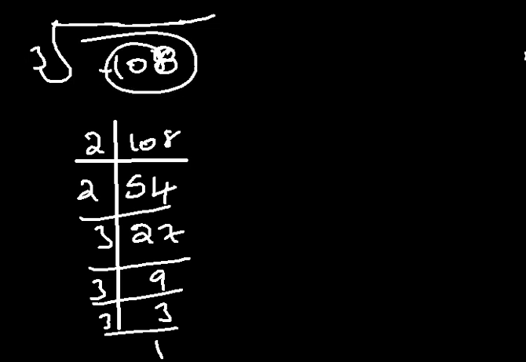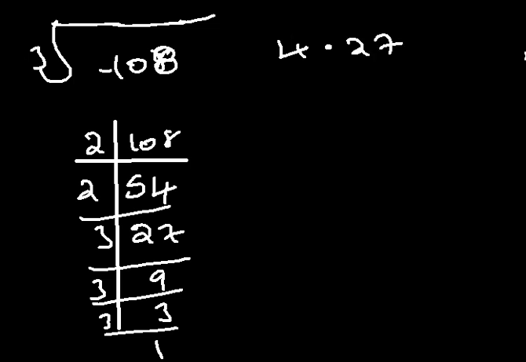So which means 108 can be expressed as 4 times 27. So we can have it as 4 times 3 to the power 3. So that's the working principle.